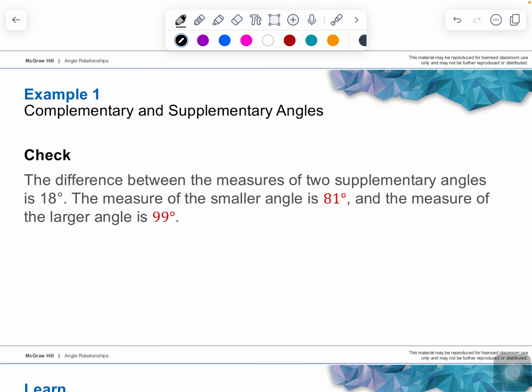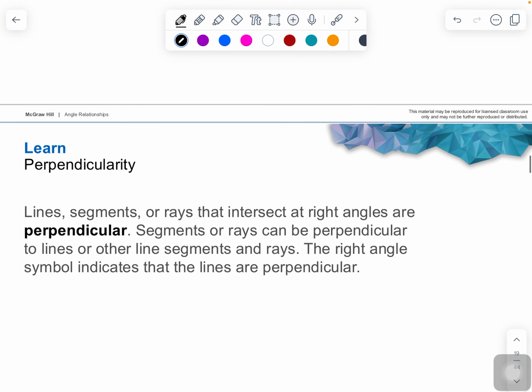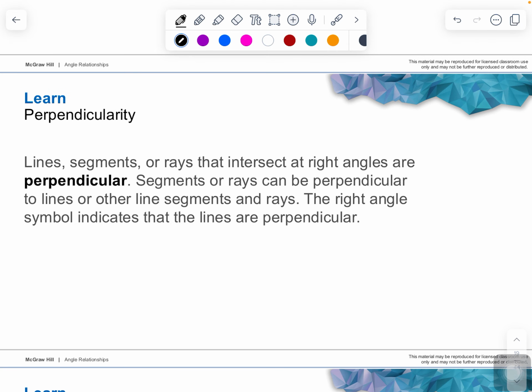All right, perpendicularity is the next one. Line segments or rays that intersect at right angles are perpendicular. Here's the word you need in that fill in the blank: perpendicular. Segments or rays can be perpendicular to lines or other line segments and rays. The right angle symbol indicates that the lines are perpendicular.